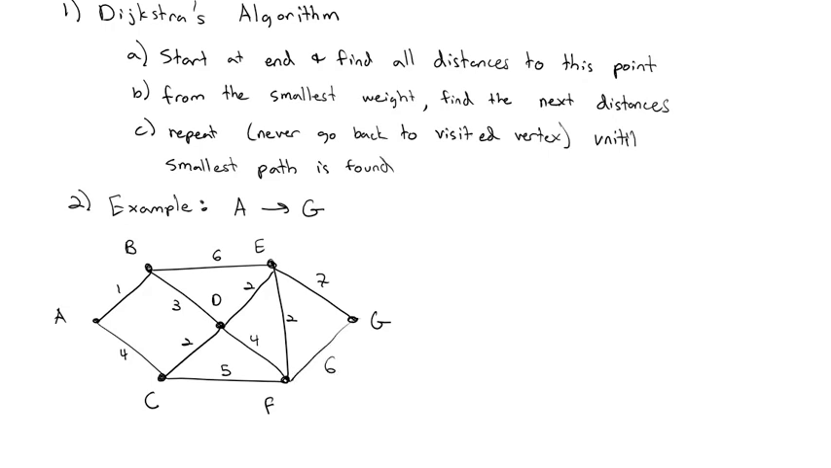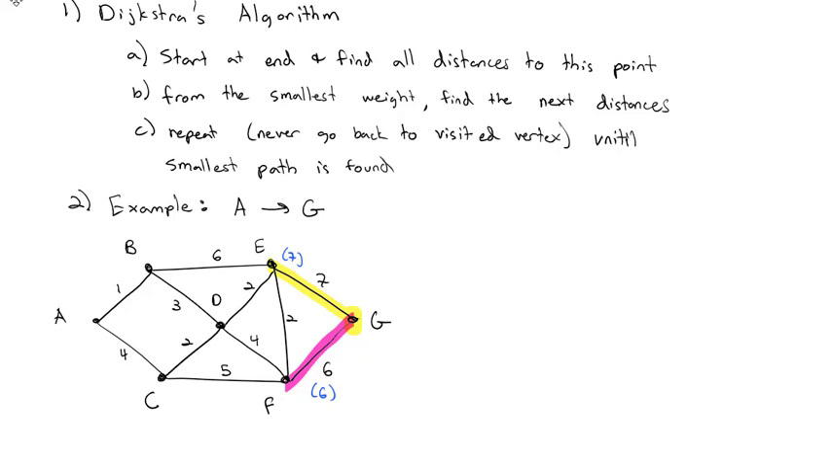OK, so what we're going to do then is we're going to start at the end. We want to end at G. And we're going to find all distances to that point. G could go up to E. That gives G a total distance so far of 7. Or our next choice is we can go down with the 6. If we do that, that gives us a total distance thus far of 6. 6 is the smallest, so let's go off of the 6.